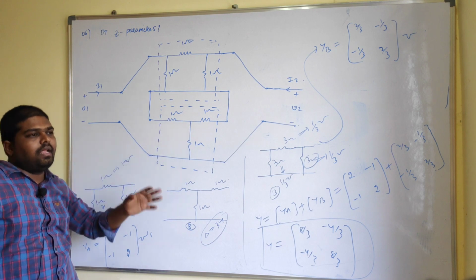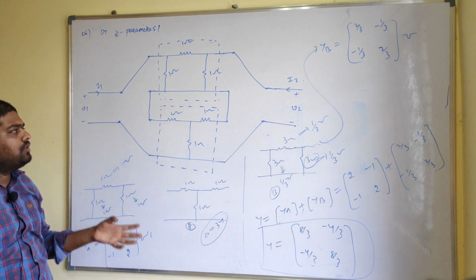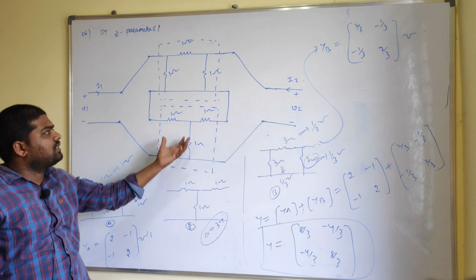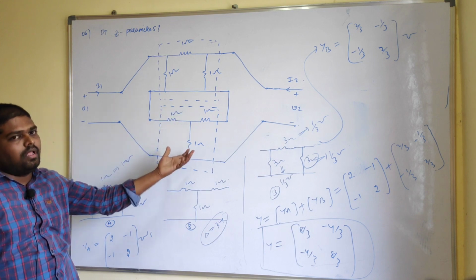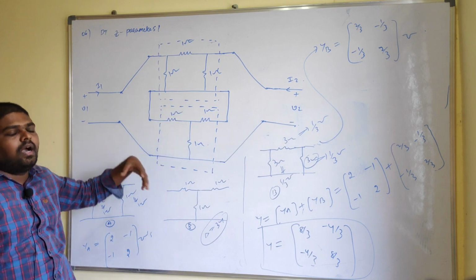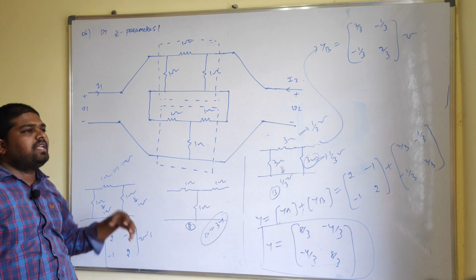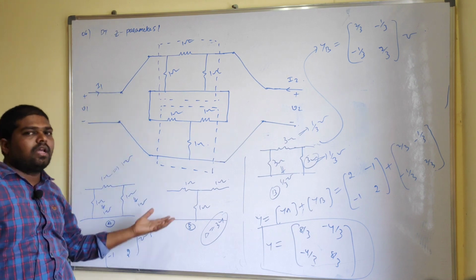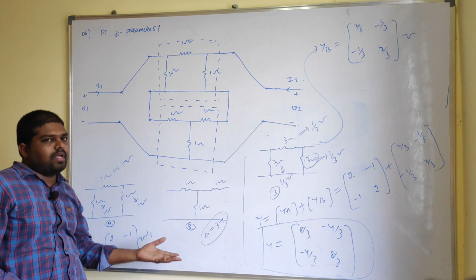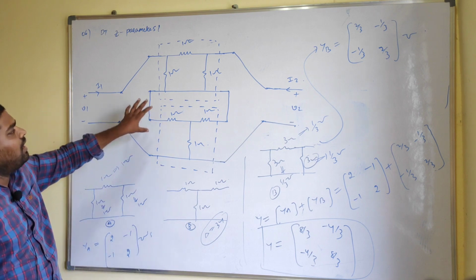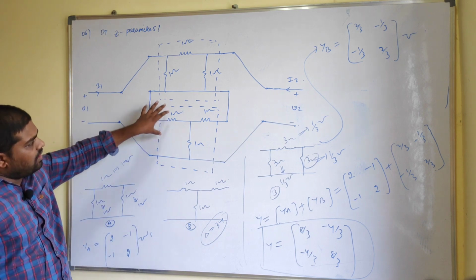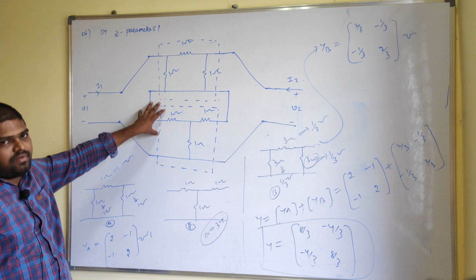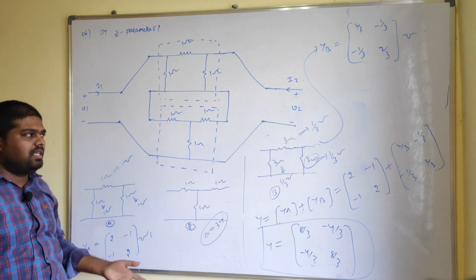So in such a question, you just need to focus on the configuration, whether it is a series configuration or a parallel configuration. If it is a series configuration, you need to find the Z parameters. If it is a parallel configuration, you need to find the Y parameters. So this is a series configuration, so we need to find the Z parameters.